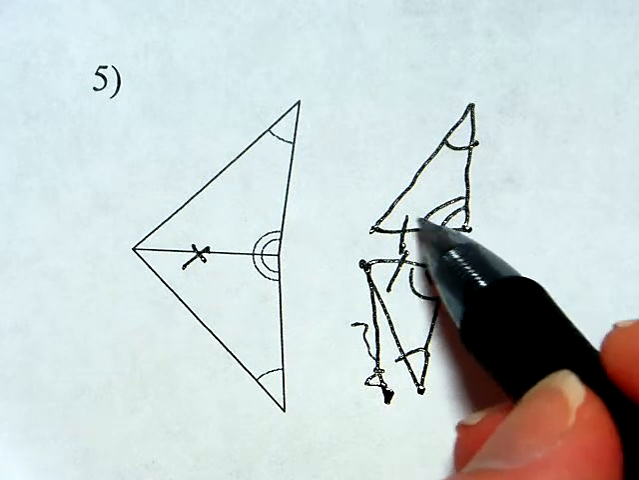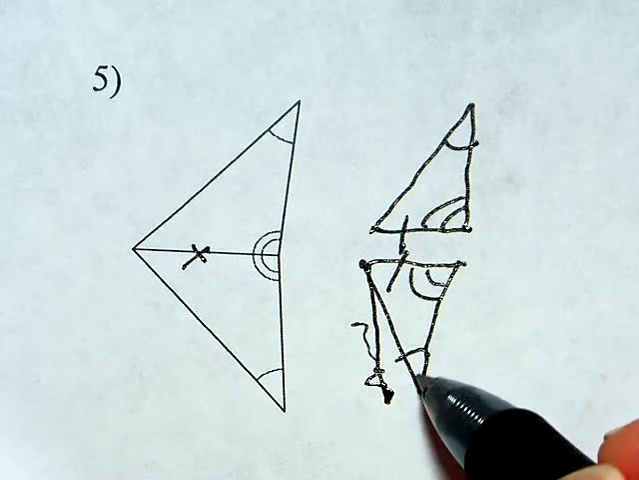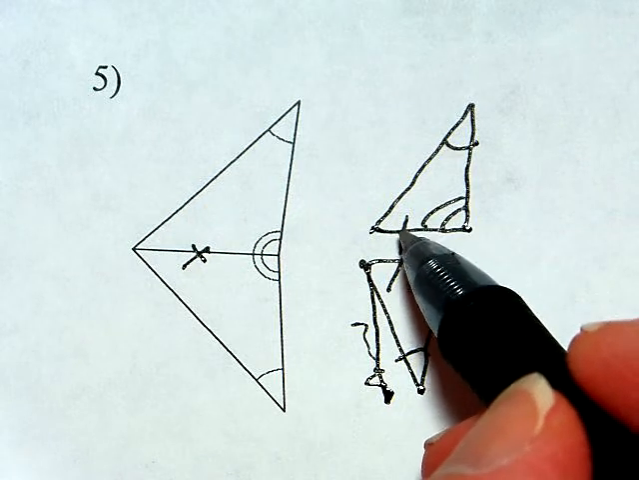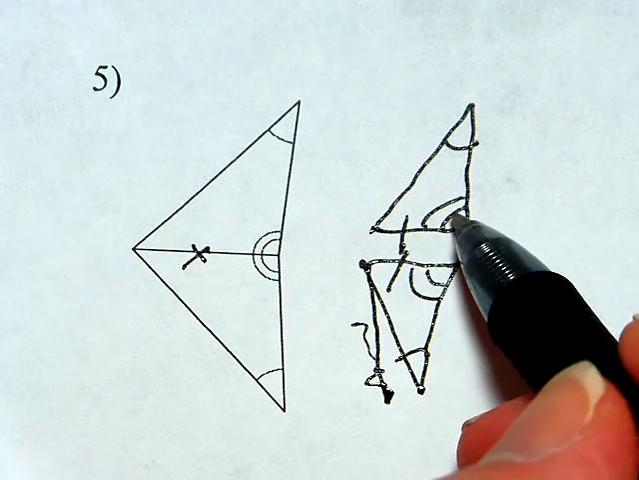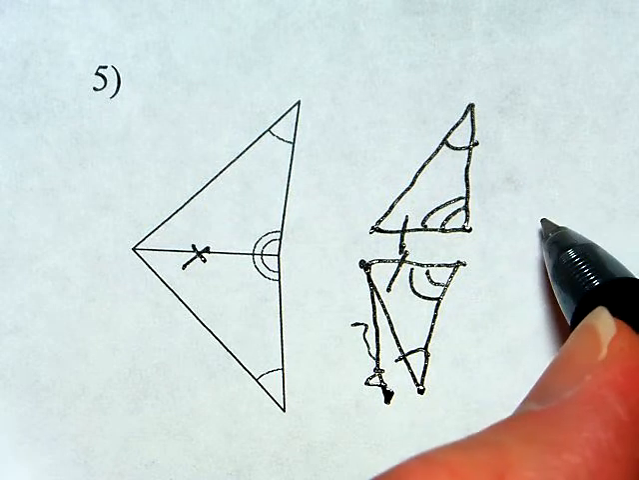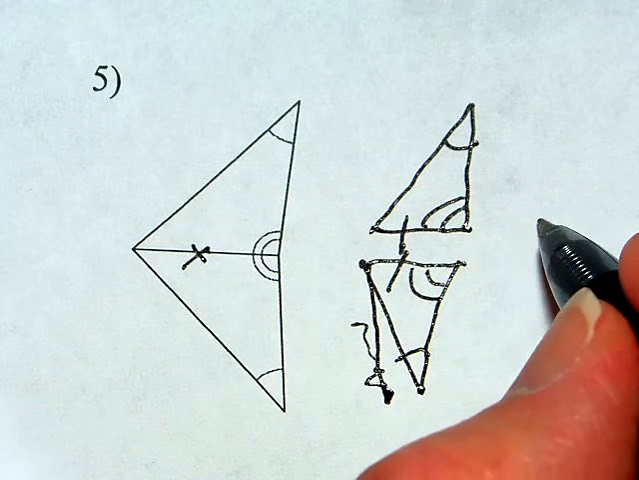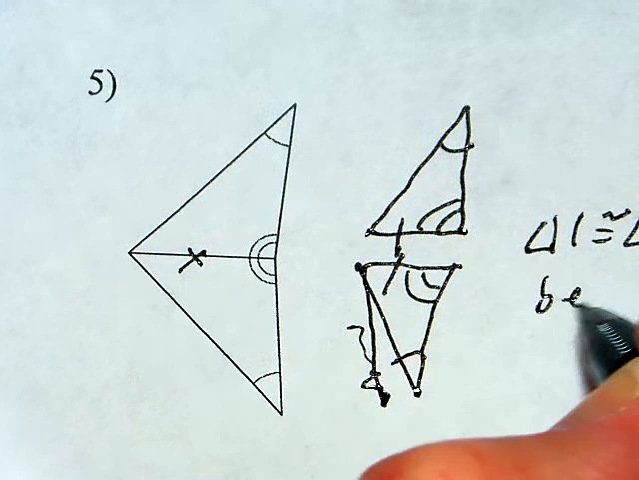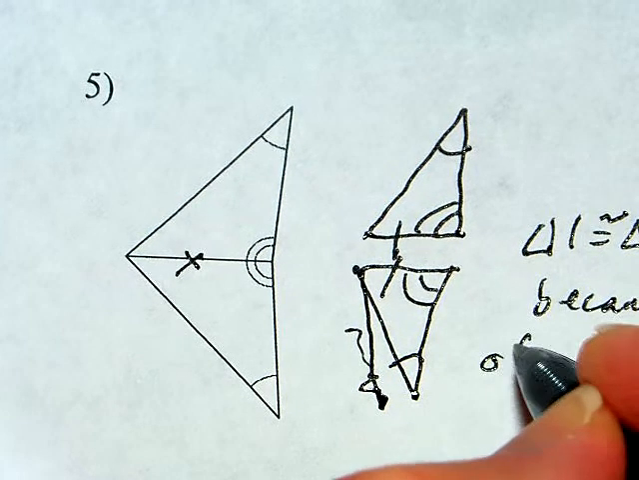So again, we've got angle, angle, side on the top. We've got angle, angle, side on the bottom, and the side is congruent. The side is adjacent to the angle with the two bars, just like it is down here. So we have the same pattern of congruence, and we can say triangle 1 is congruent to triangle 2 because of angle, angle, side.